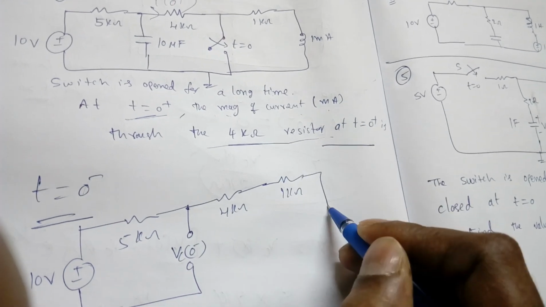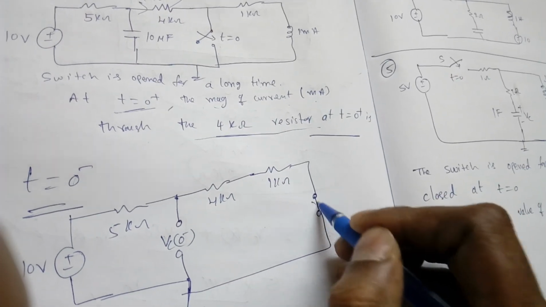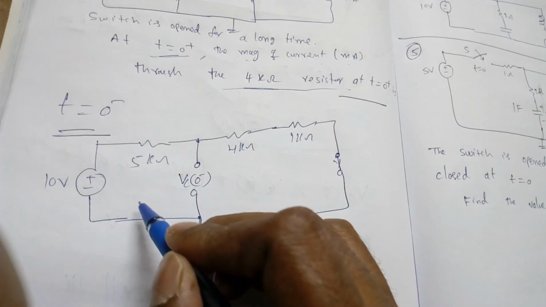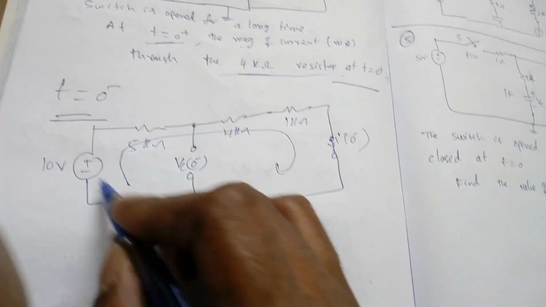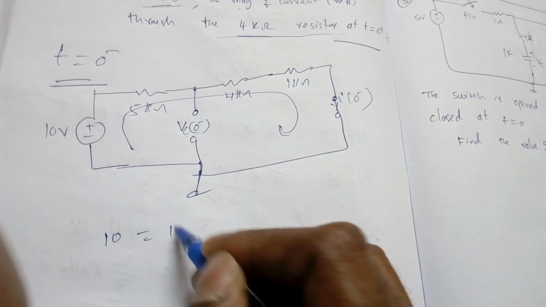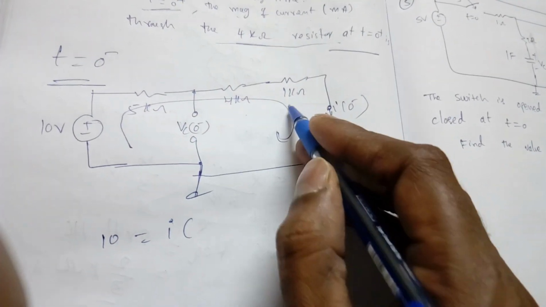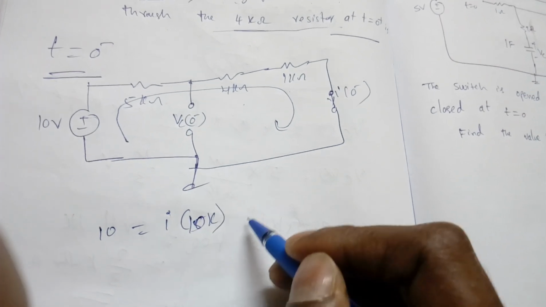Switch is open, so no problem. This is 1 kilo ohm. Whenever there is an inductor, it becomes a short circuit. Now see, it's very simple. What is this current, I of 0 minus? So only one source and 3 resistances. So 10 is equal to I into 5 kilo plus 4 kilo plus 1 kilo, so 10 kilo. So what is I?